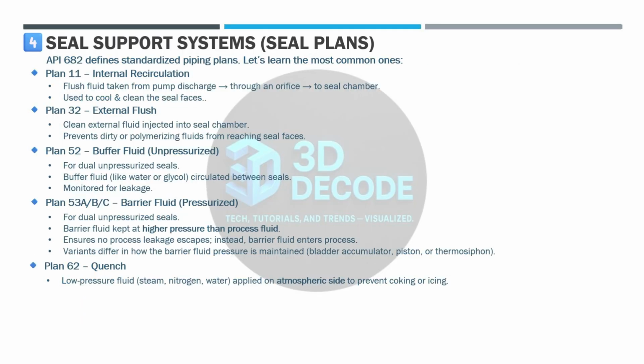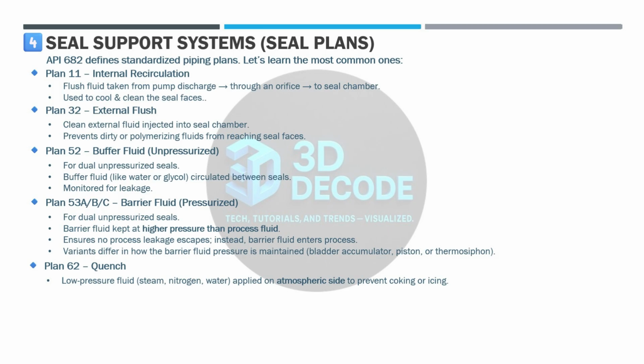4. Seal support systems, or seal plans. This is the heart of API 682, the standardized piping plans. Plan 11, internal recirculation. Flush taken from pump discharge, through an orifice, to the seal chamber. Purpose: cool and clean the seal faces. Plan 32, external flush. Clean external fluid injected into the seal chamber. Keeps dirty or polymerizing fluids away from seal faces.